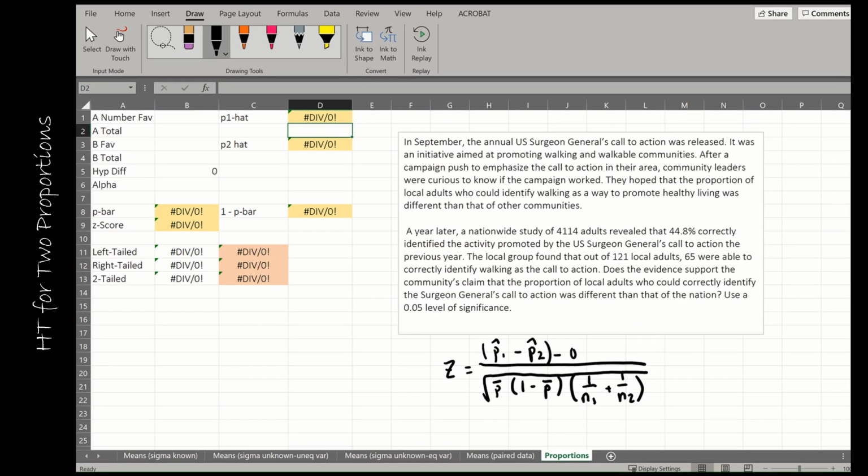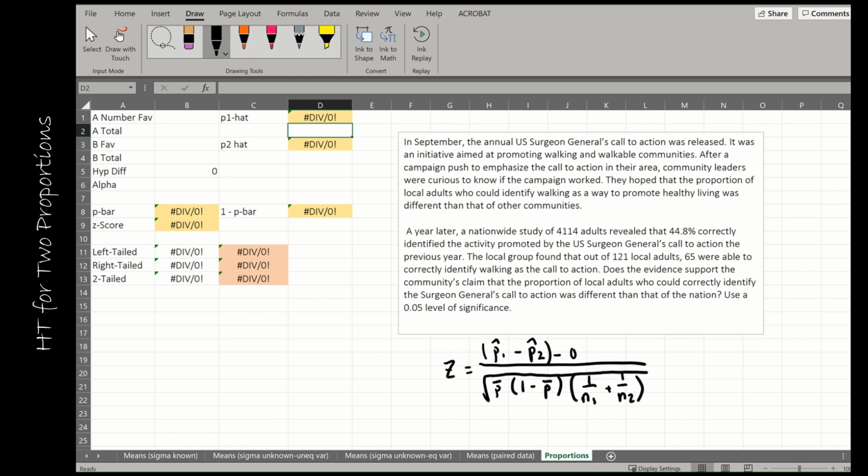Let's take a look at our last example, and this is a proportions question. Remember, proportion just gives us a part of a whole, which is a percentage between 0 and 1. In this one, we're looking at the Surgeon General's call to action, an initiative aimed at promoting walking and walkable communities. The idea was that after this campaign, the community where the call to action was promoted would identify walking differently than the rest of the nation. So identify those healthy habits at a different rate than the rest of the nation.